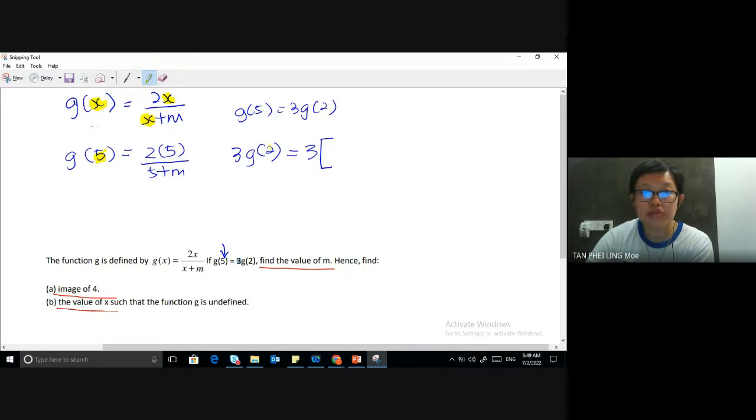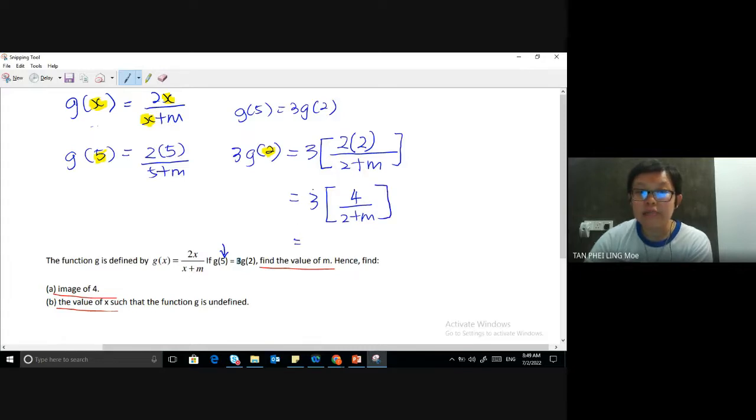My object is 2 now. Am I right? Okay. So g2 here refers to the same function again, just that now it has become 2. My x becomes 2. Do you get me? And over 2 plus m. Okay. So here, what do I get? So 3 is outside, because it's the whole g2 that's times 3. So I put it outside. So this one will become 4 over 2 plus m.